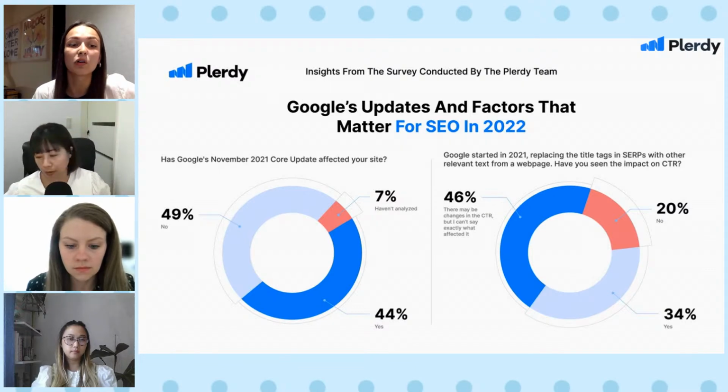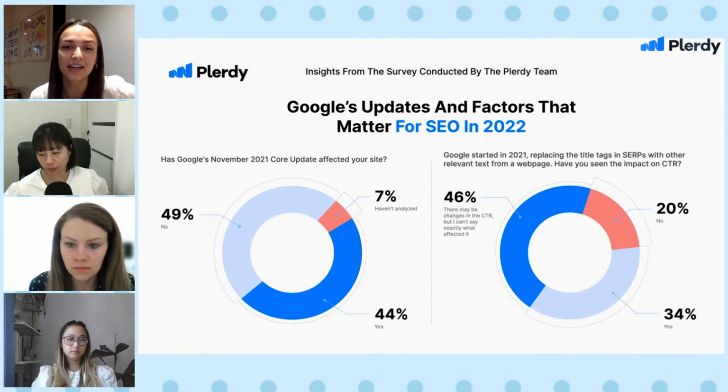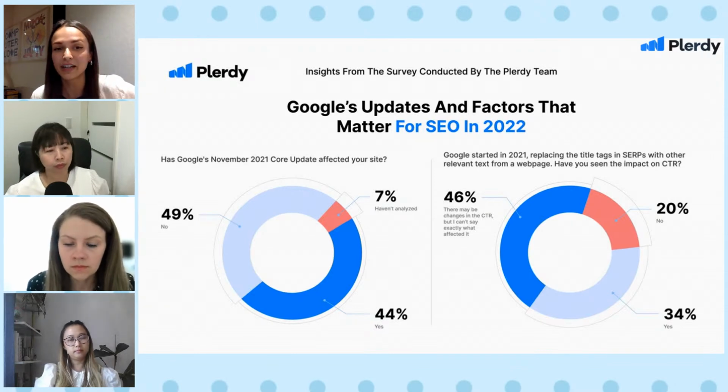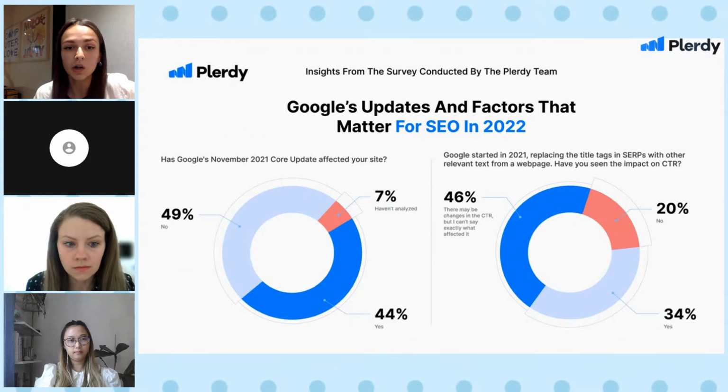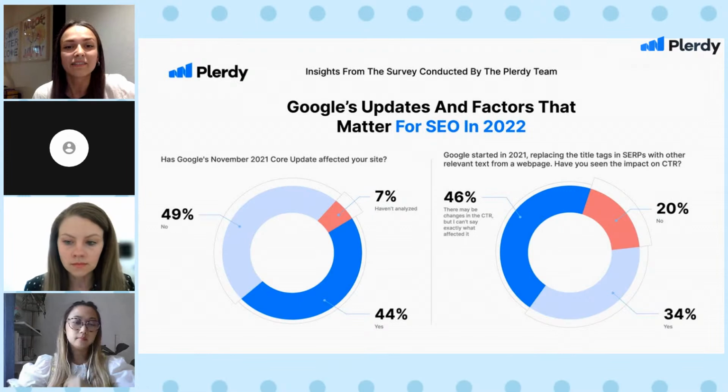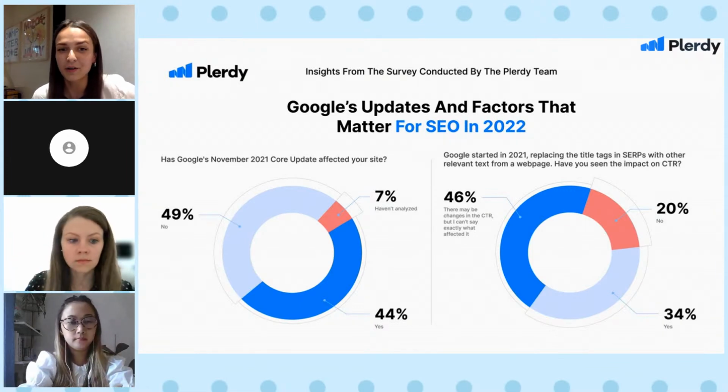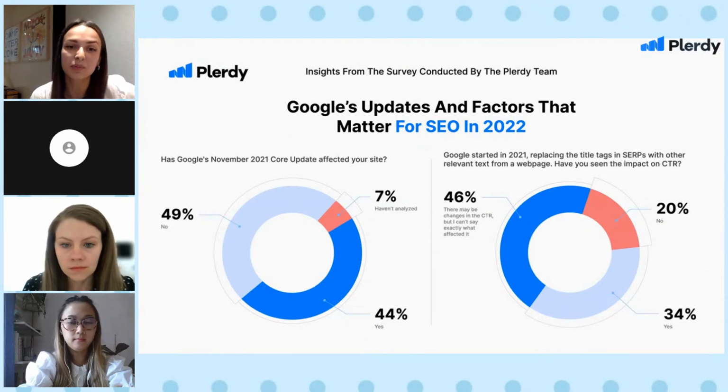We've been asking SEO specialists about Google's November 2021 core update. Of course, after this update, there were a few other updates. As you see in the results, 49% of SEO specialists said that they haven't seen any influence of this update on their website. So we will dive into this topic. Also, we've been asking about Google replacing the site title text in search engine result pages with other relevant text from a web page, and whether it has an impact on CTR. An interesting finding was that 46% of people who responded said that they cannot say exactly if this had an impact. So we'll try today to figure out how to know exactly if different updates presented by Google have influence on your website.